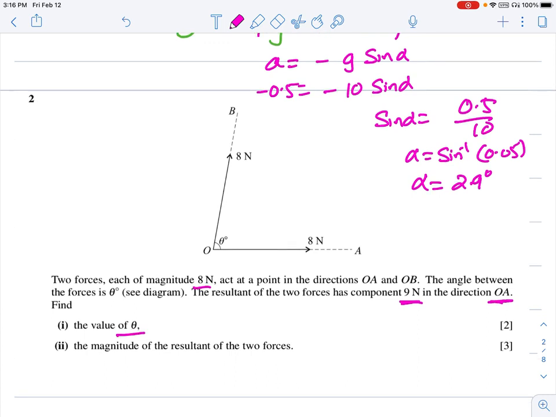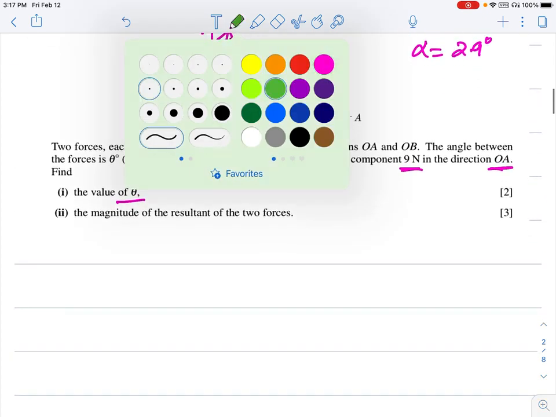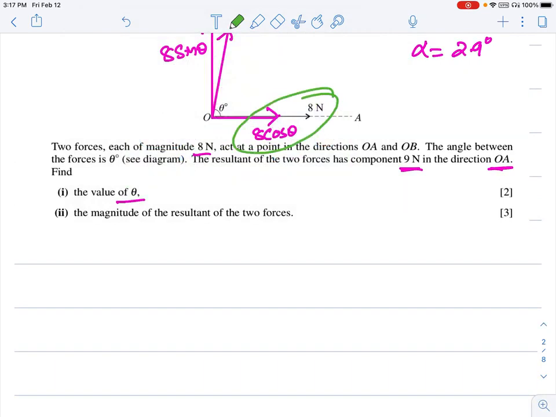So this 8 newtons, this one. Let me resolve that into two components: the horizontal is 8 cos theta, and the vertical will be 8 sine theta. Now the total of the horizontal forces is nothing but what? 8 plus 8 cos theta. That should be equal to the total component of the forces, which is 9.